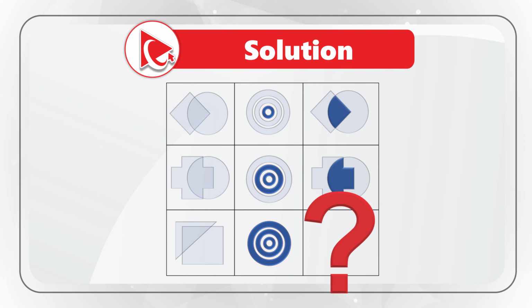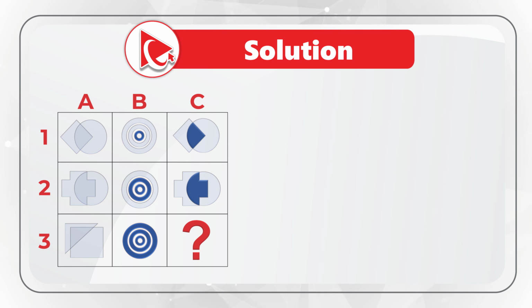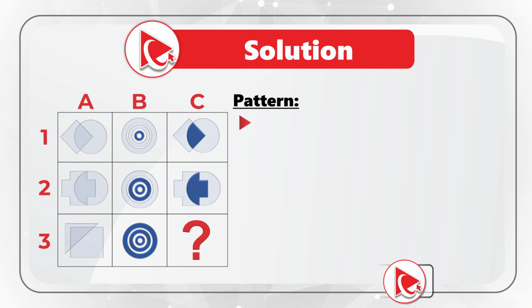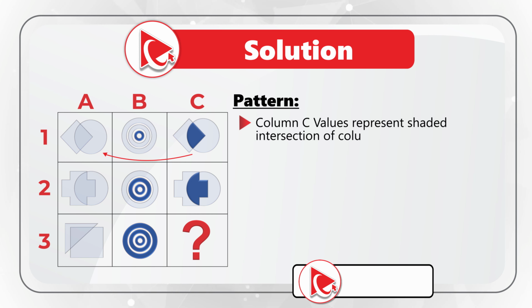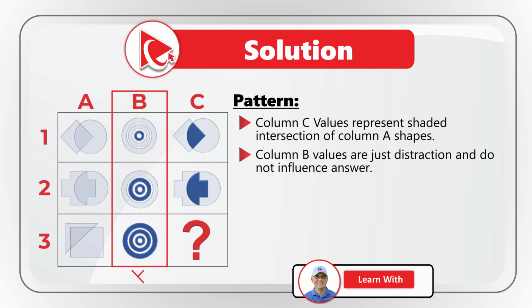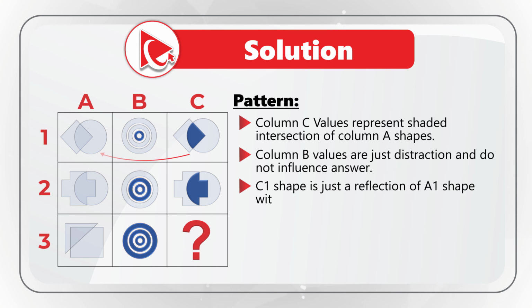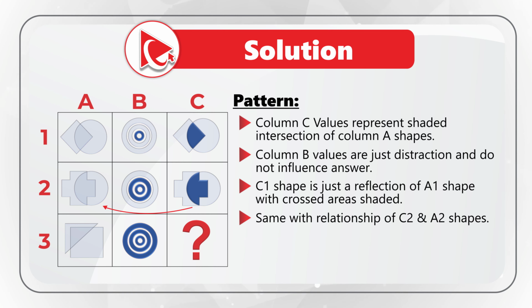Let me first add some references to the matrix. We will name columns A, B, and C, and we will name rows 1, 2, and 3. And you probably noticed here that column C values represent the shaded intersection of column A shapes. And considering this, column B values are just a distraction and do not influence the answer in any way. For example, the C1 shape is just a reflection of the A1 shape with the crossed shaded areas. Same with the relationship between the C2 and A2 shapes.